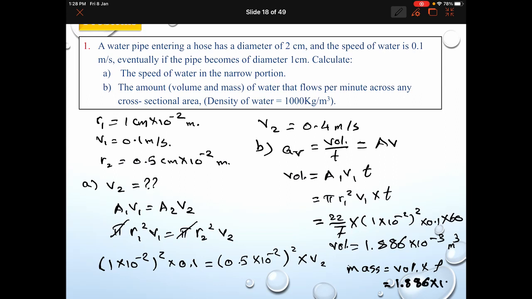1.886 times 10 to the power of negative 3, multiplied by 1000. The result will be, I will write it here, mass equals 1.886 kilogram.